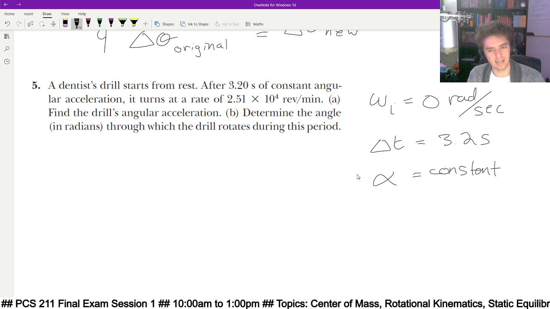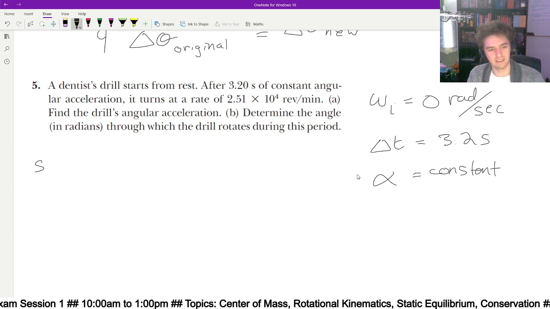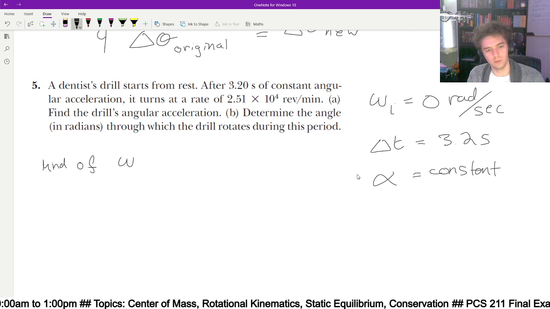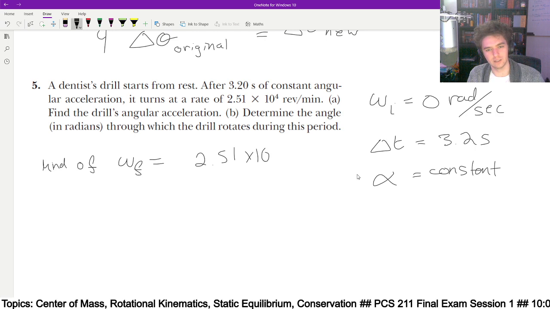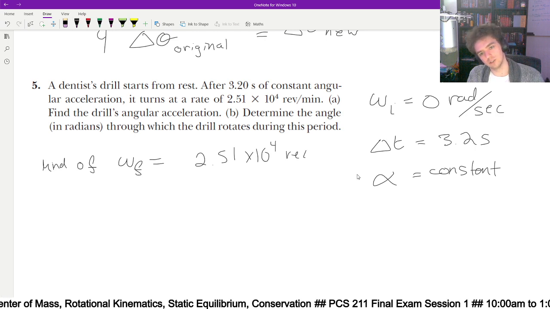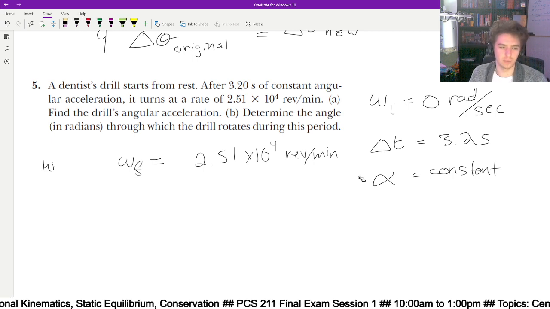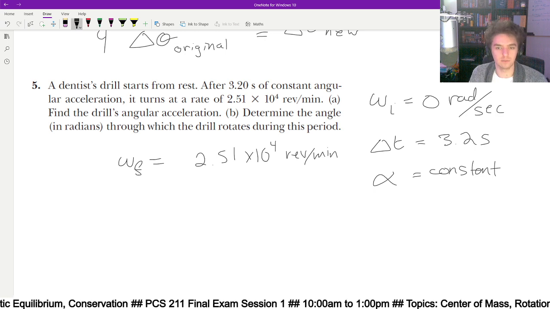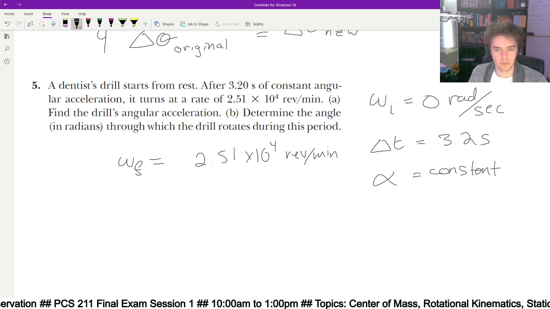So we know omega F, the final speed. Omega F equals 2.51 times 10 to the 4 revolutions per minute, right? It's not actually in radians per second, though, right? So first we need to turn this into radians per second.